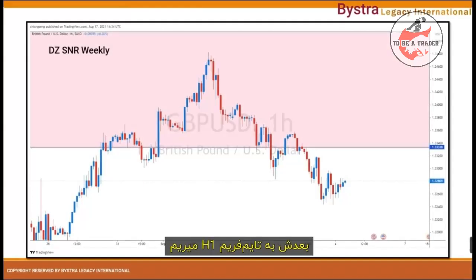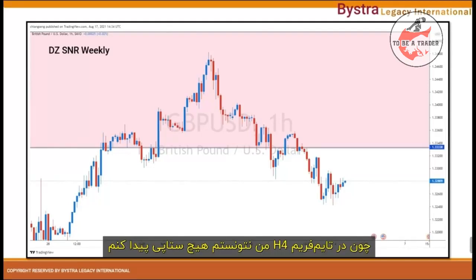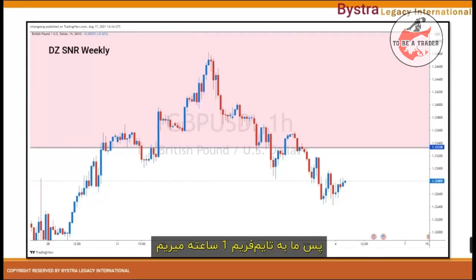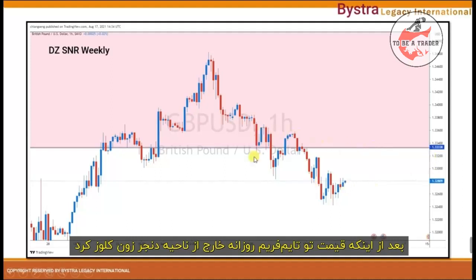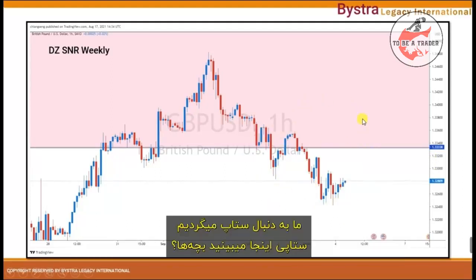Next, we move on to the hourly time frame. Because on the H4 time frame I cannot find any setup, therefore we go to the hourly time frame. If you look at the hourly time frame, after the price has closed outside the danger zone in the daily time frame, we look for setup.